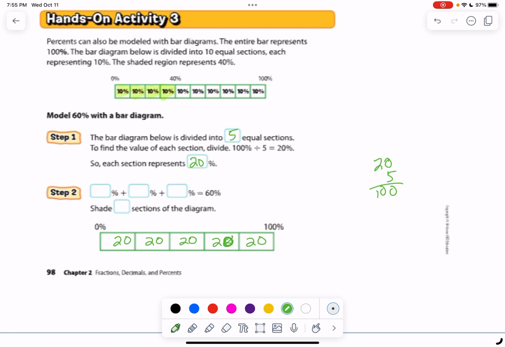We actually wanted to represent 60%, right? 20 plus 20 plus 20 equals 60%. 20, 40, 60. That means we should shade 3 of the sections below. There you go. There is 60% of the whole.